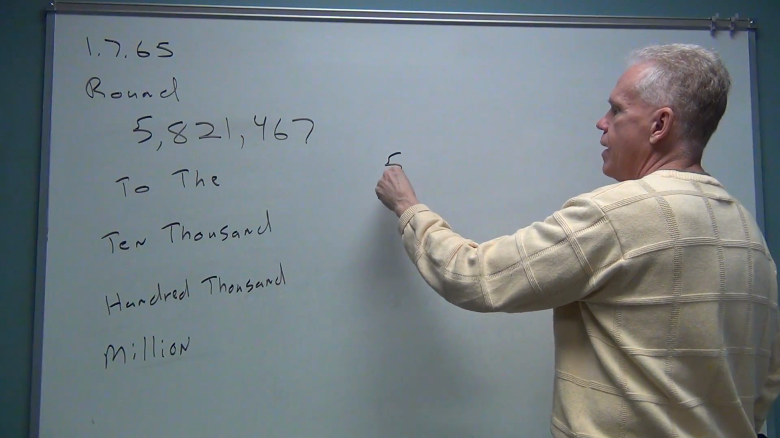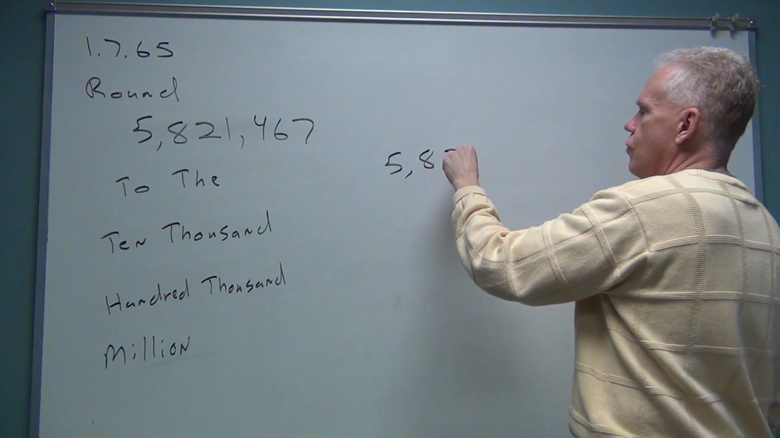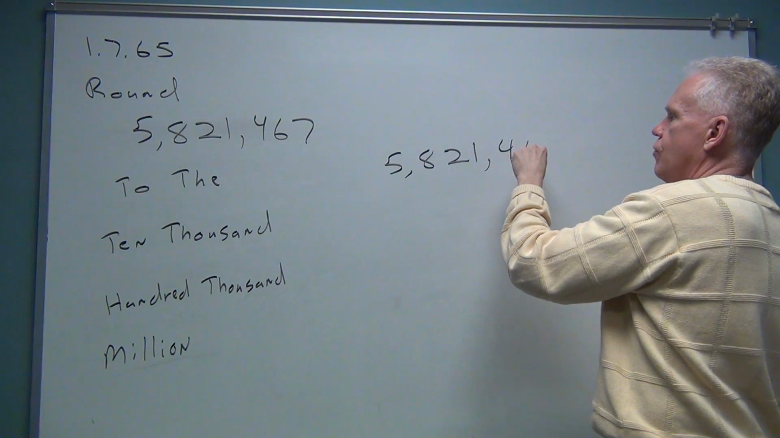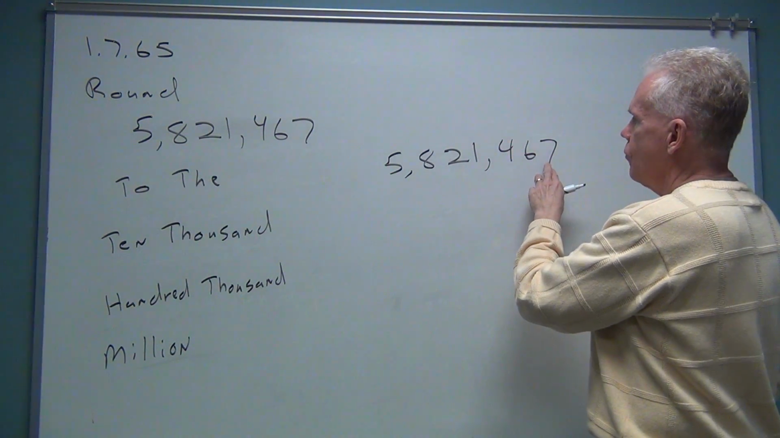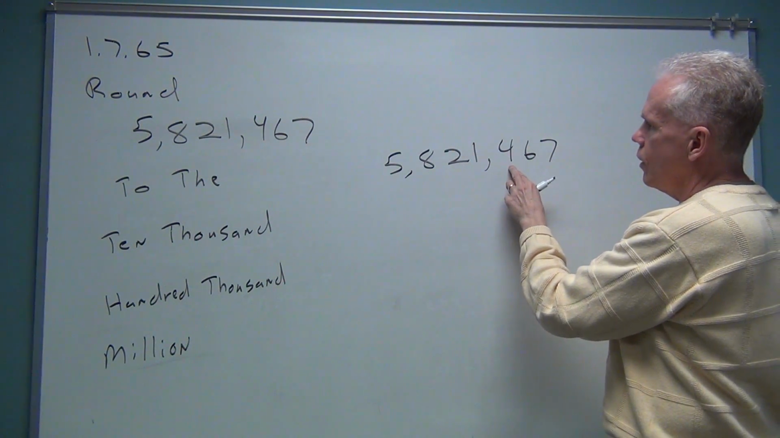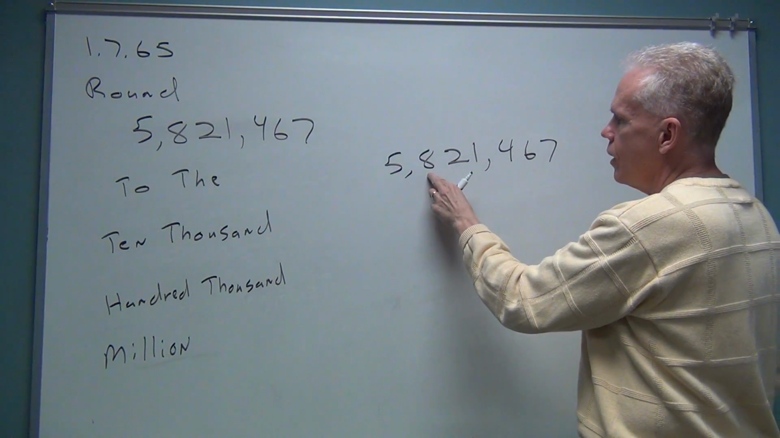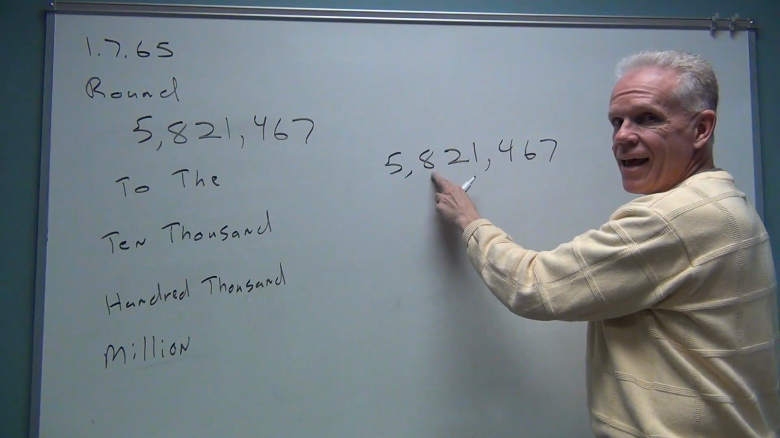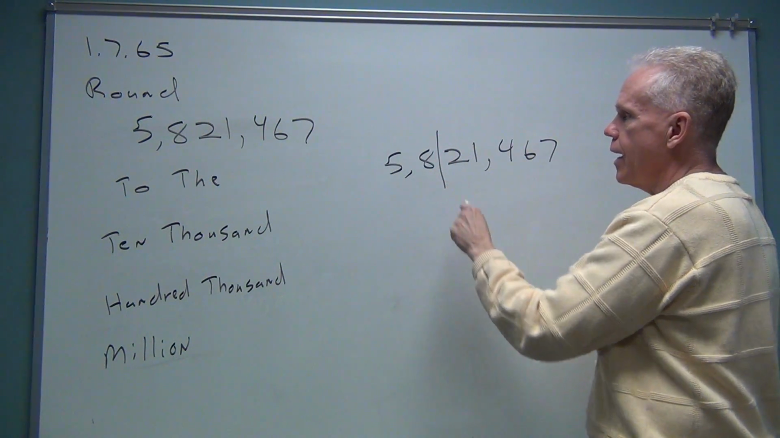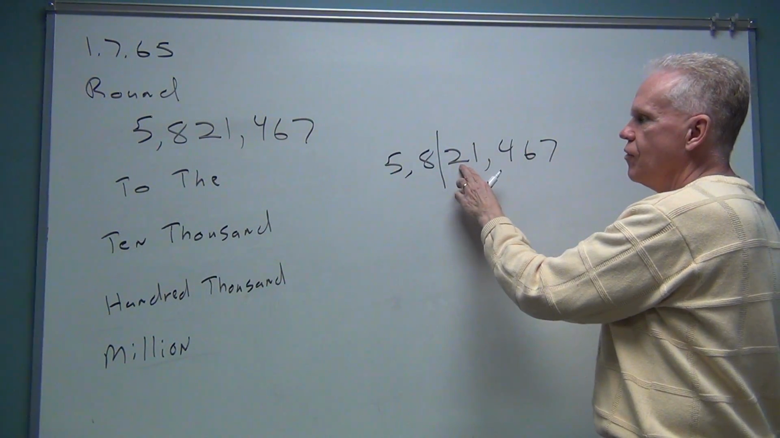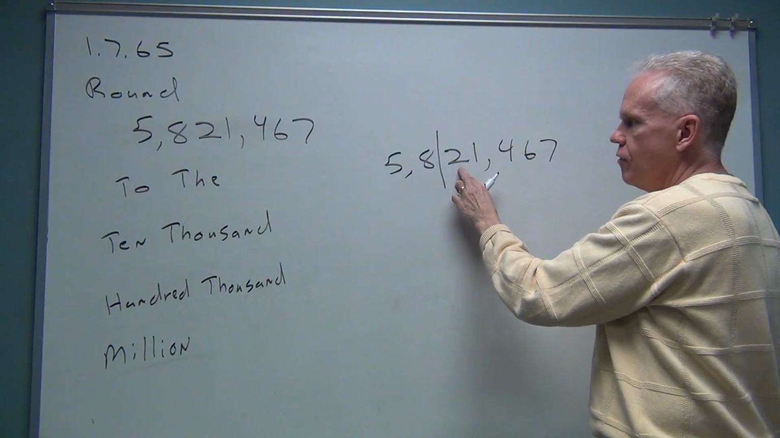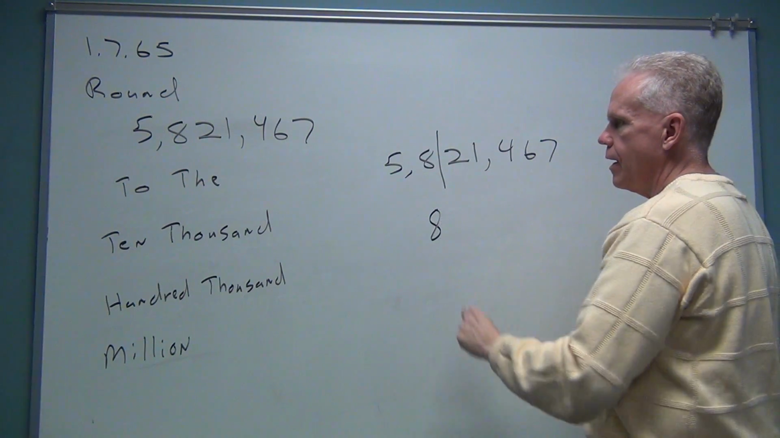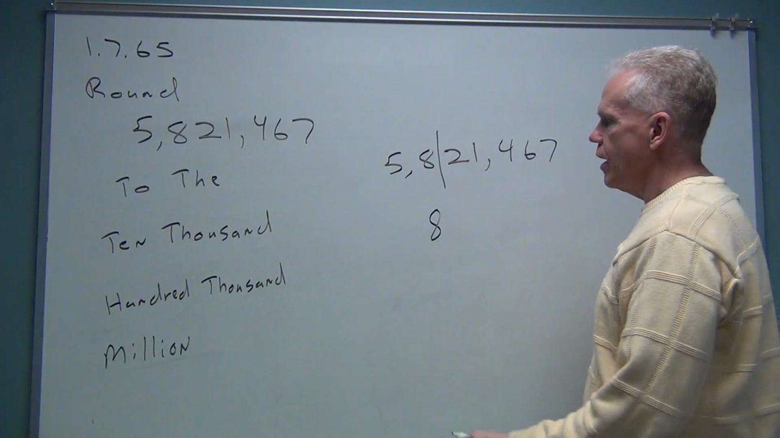We're going 5, 8, 2, 1, 4, 6, 7. Rounding in the 100,000 spot. So again, ones, tens, hundreds, thousands, 10,000s, 100,000s. We're going to be rounding that 8 right there. So let's draw a line right here. Behind the 8 is a 2. Since the 2 behind it is less than 5, the 8 will stay an 8.